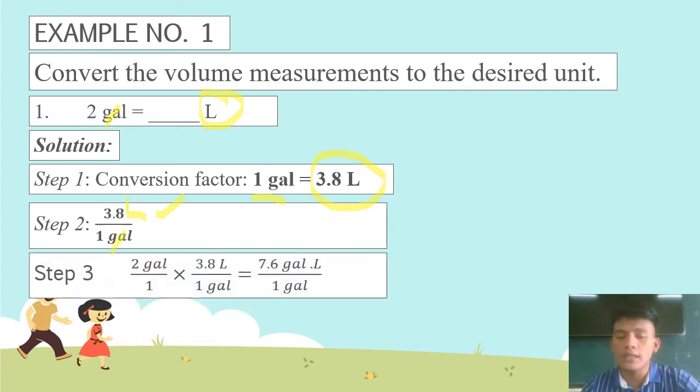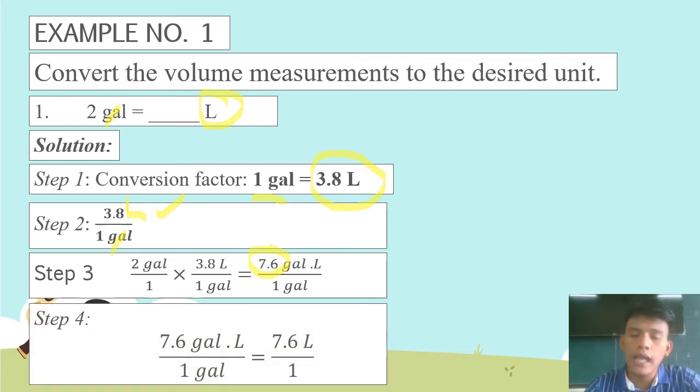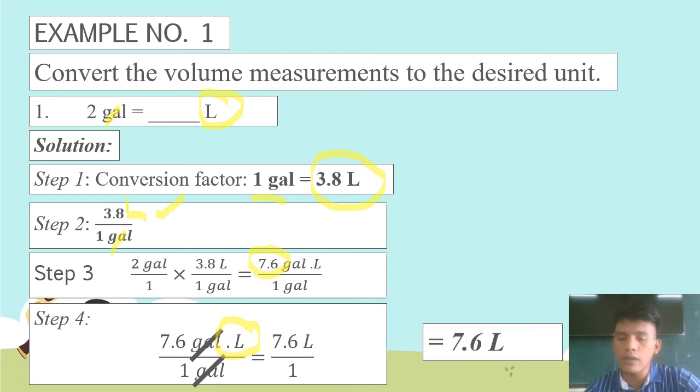Step 3. 2 gallons over 1 times 3.8 liters over 1 gallon is equal to 2 times 3.8, and that is 7.6 gallons liter. 1 times 1 gallon is equal to 1 gallon. We will do the cancellation of units. Gallon over gallon will be cancelled out. 7.6 liter. Liter will remain, and that will be our desired unit. 7.6 liters over 1 is equal to 7.6 liters, and that will be our final answer.